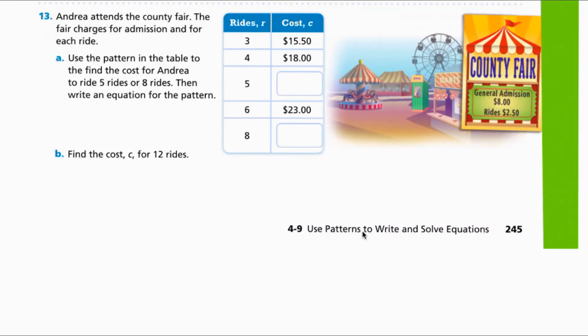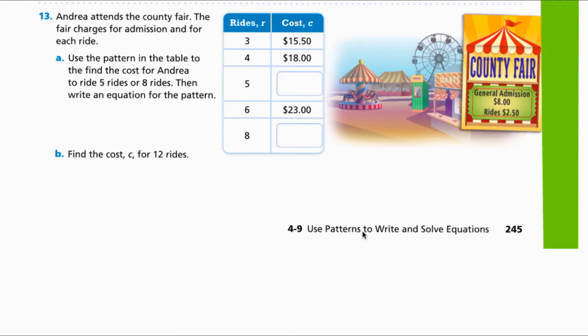So it says Andrea attends the county fair. The fair charges for admission and each ride, which we found over here. Use the pattern in the table. So we're going to find the pattern to find the cost for 5 rides, if they wanted to ride 5 rides, or if they wanted to ride 8 rides. So we'll find those. Then, once we have found our pattern and see that it works, we're going to find the cost if they want to ride 12 rides, okay?